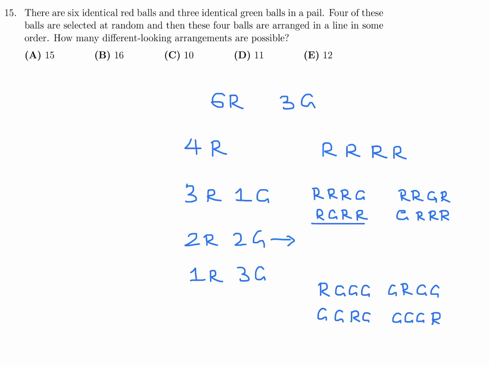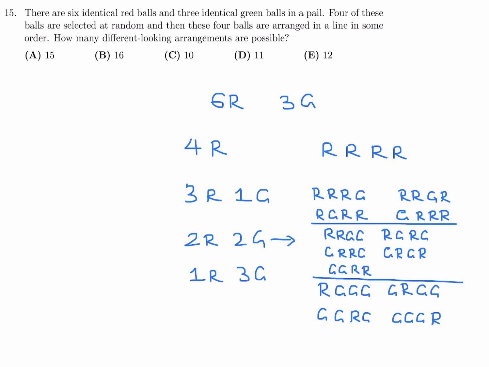That one, I'm confident there's 6 ways since I've done this so many times, but I'll just write them out. R, R, G, G, R, G, R, G, R, G, G, R, G, R, R, G, and G, G, R, R, and then the only one left is 2 G's in the middle.